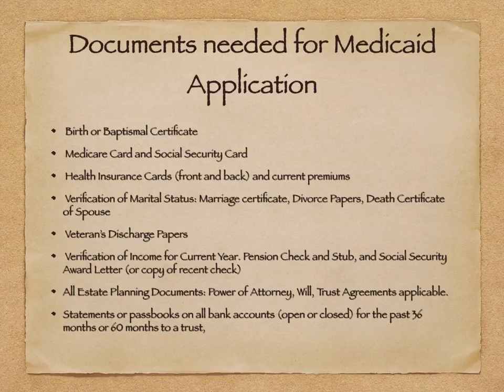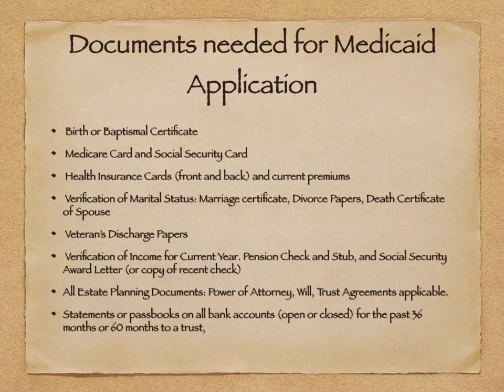These are the documents you will need to support your Medicaid application: birth or baptismal certificate, Medicare card and Social Security card, health insurance card, a copy of the front and back, and current premiums, verification of marital status using a marriage certificate, divorce papers, death certificate of spouse, veteran discharge papers, if applicable, verification of income for current year, so you can use a pension check and stub, Social Security award letter, or a copy of your most recent check. All estate planning documents are required: power of attorney, will, trust agreements as applicable.